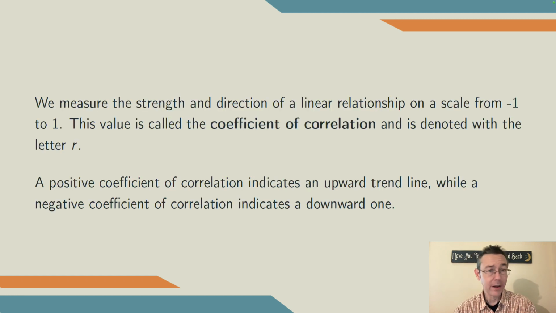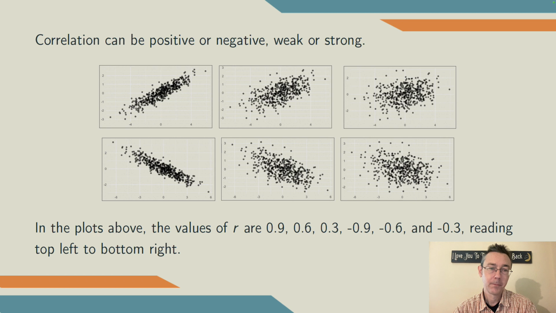We measure the strength and direction of a linear relationship on a scale from -1 to 1, and the number we choose is called the coefficient of correlation. It's denoted with the letter R. I'll show a formula for that in a little bit, but in general we're going to compute it with technology, so it's better just to talk about it a bit more abstractly and not referring directly to the formula. A positive coefficient of correlation indicates an upward trend, while a negative coefficient of correlation indicates a downward trend.